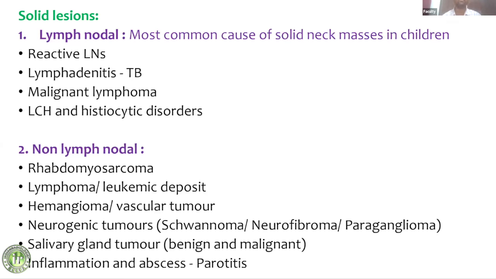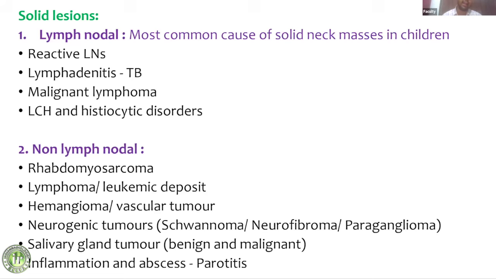nodal lesion. If it is not a lymph nodal lesion, a solid lesion, then the most common malignant soft tissue tumor after lymphoma is rhabdomyosarcoma. You may get leukemic deposits anywhere in the neck, and also the lymphoma can involve outside the lymph node; other soft tissues of the neck can also be involved by lymphoma.